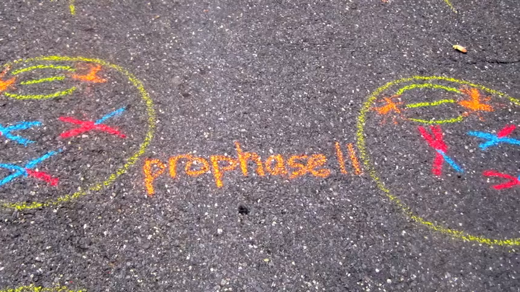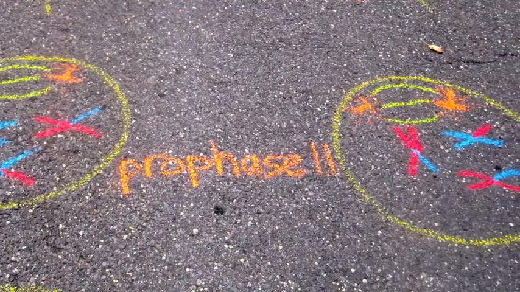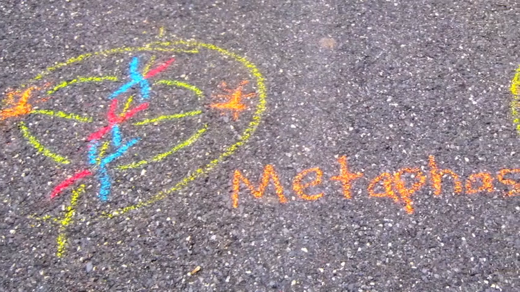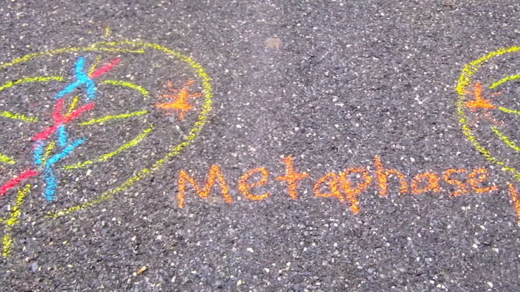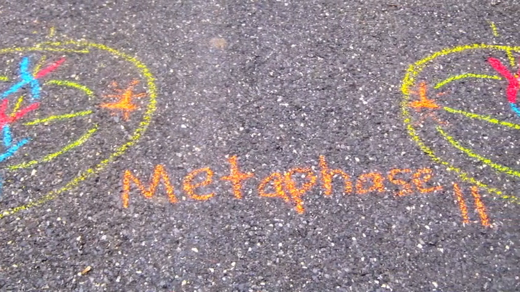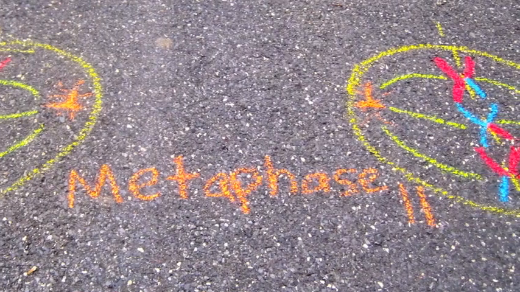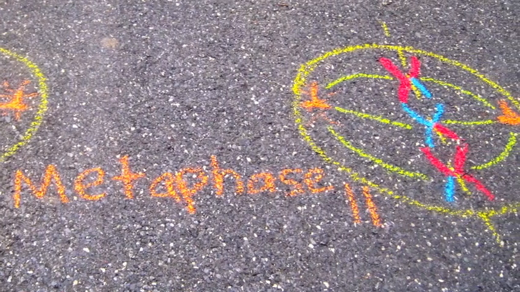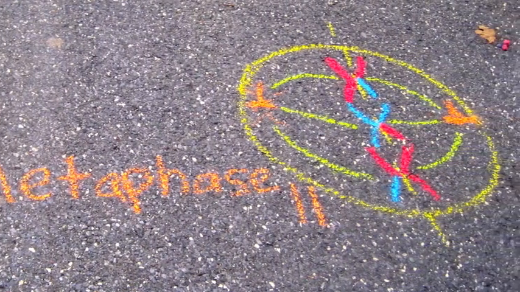Spindle fibers form once again simultaneously in each new daughter cell. Next, in metaphase II, the chromosomes, now composed of two sister chromatids, again align themselves along the metaphase plate by their centromeres. The spindle fibers attach themselves to the chromosomes by their kinetochores.